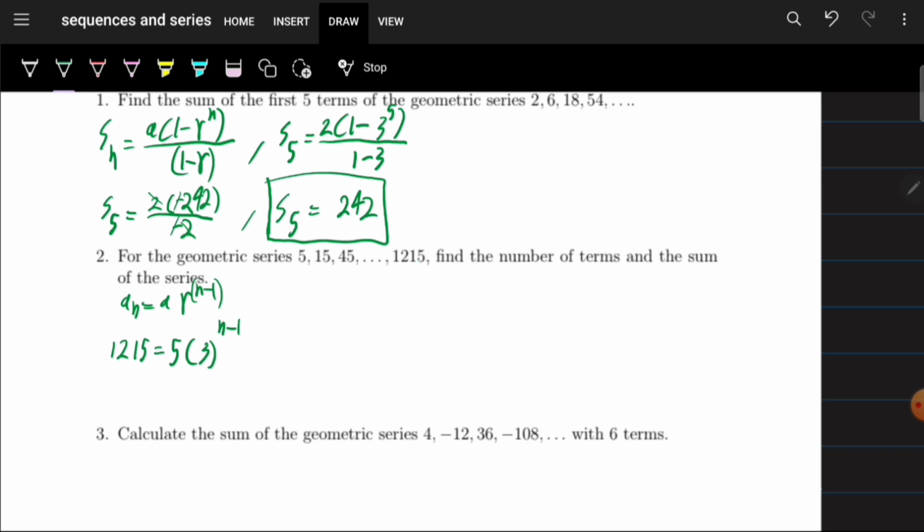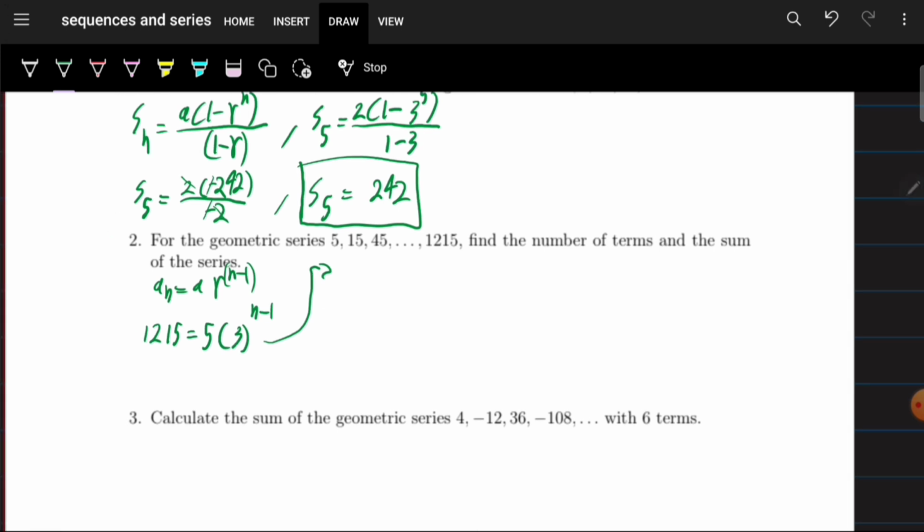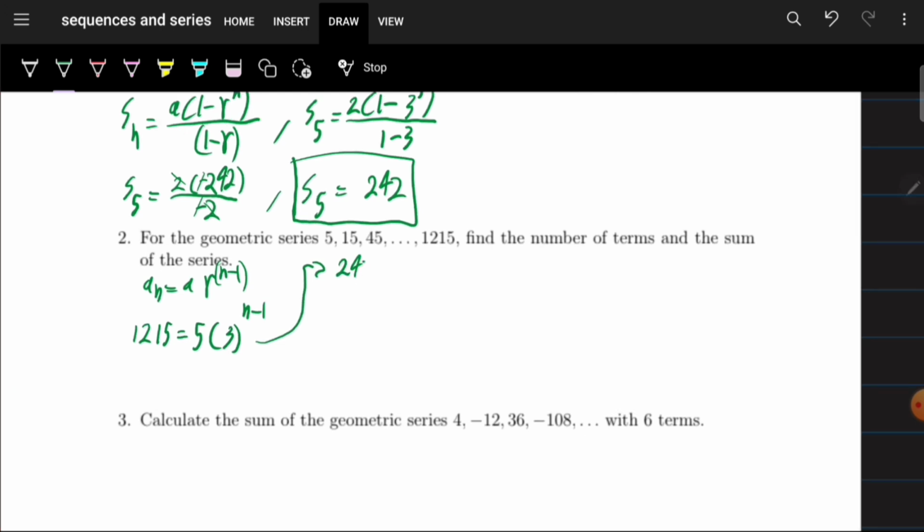Okay, and we've done problems like this in the previous set of sample problems that I worked through. So if you have any issues on this, please go ahead and watch that. But I'll quickly review how to do this problem. So we'll first divide both sides by 5. So let's see, 1215 divided by 5. That's going to give us 243, which is equal to 3 to the n minus 1.